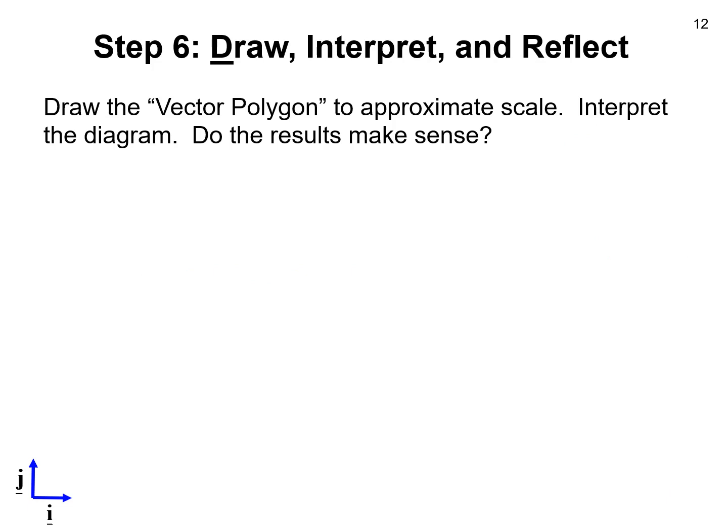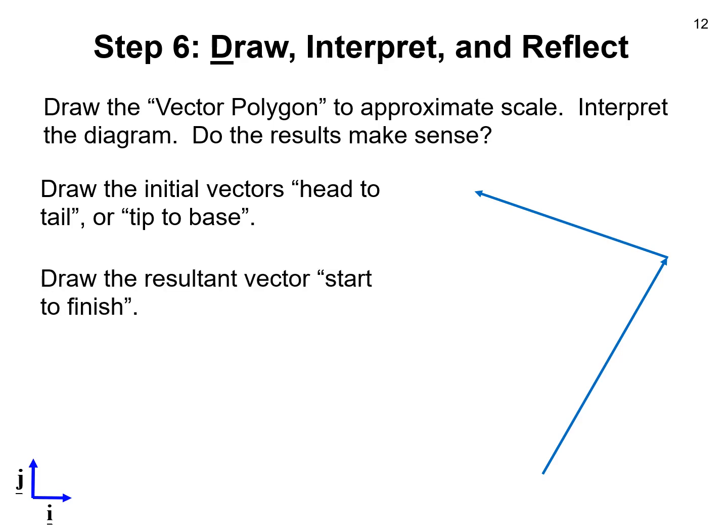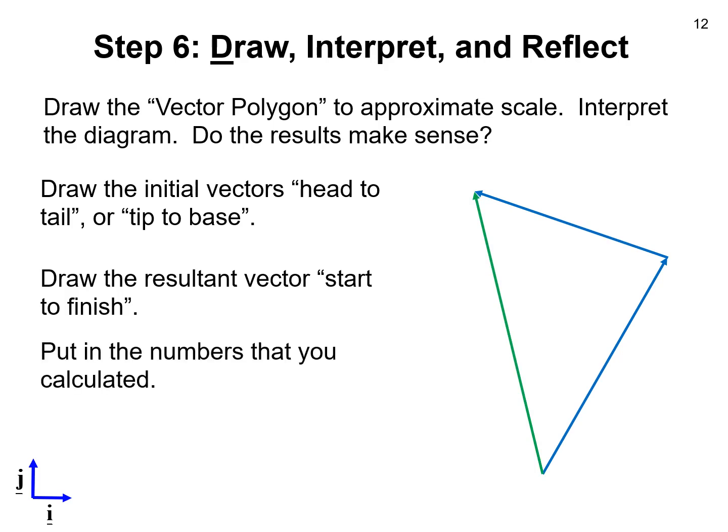So the final step, D, is for draw, interpret, and reflect. We're now going to draw what I call the vector polygon of this problem, and we're going to interpret it and ask if it makes sense. So back to square one. Vector resultant is always understood graphically by adding head to tail, or tip to base, the vectors. So I had my blue vectors given. I'm now putting them in the head to tail format in this diagram. And the resultant, illustrated in green, is the vector that goes from the very beginning to the very end. That's the resultant vector.